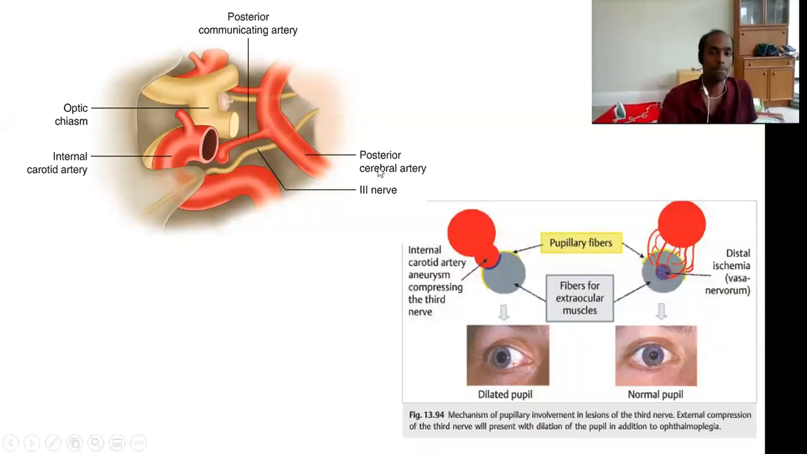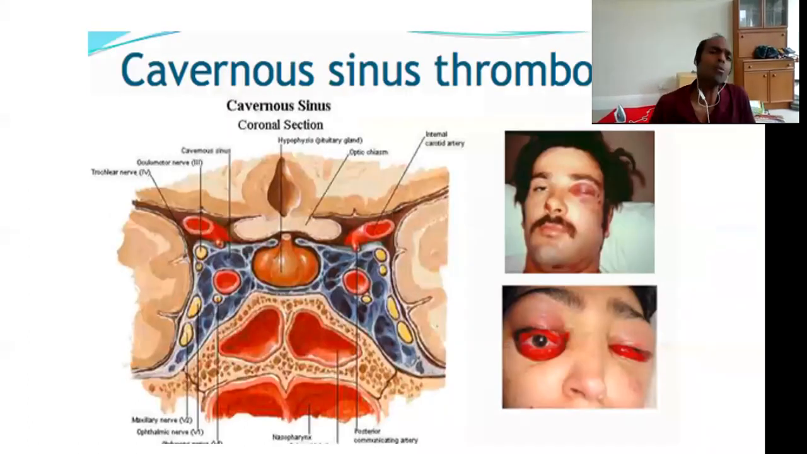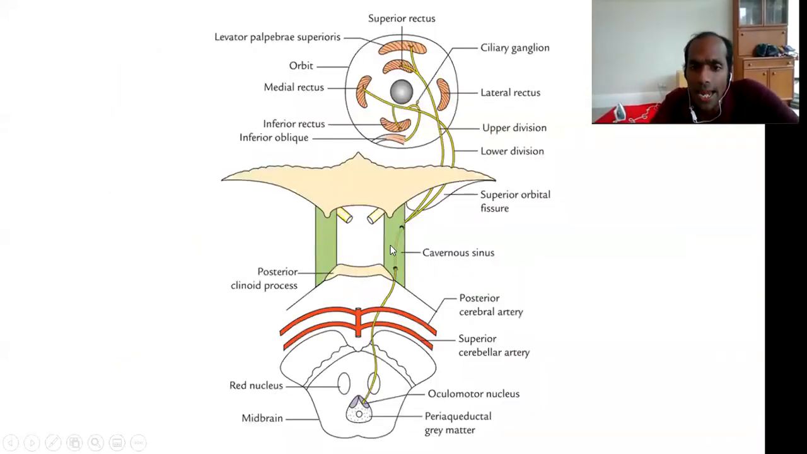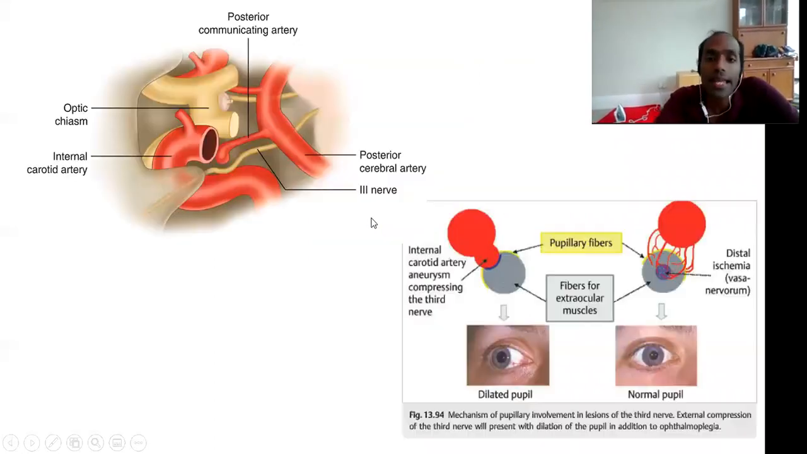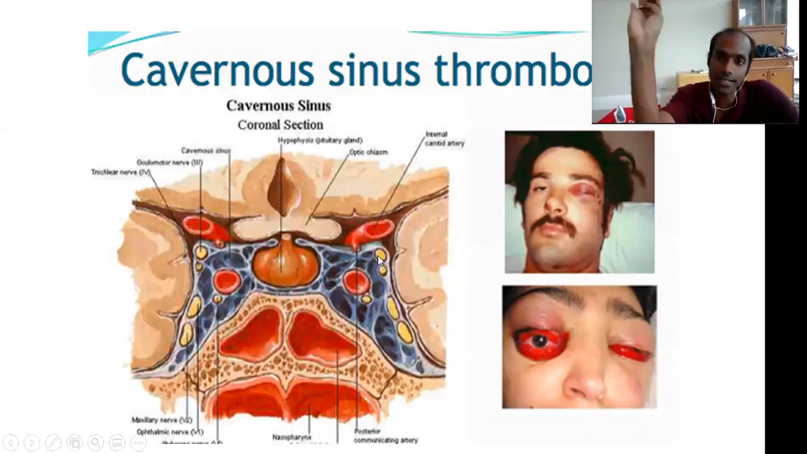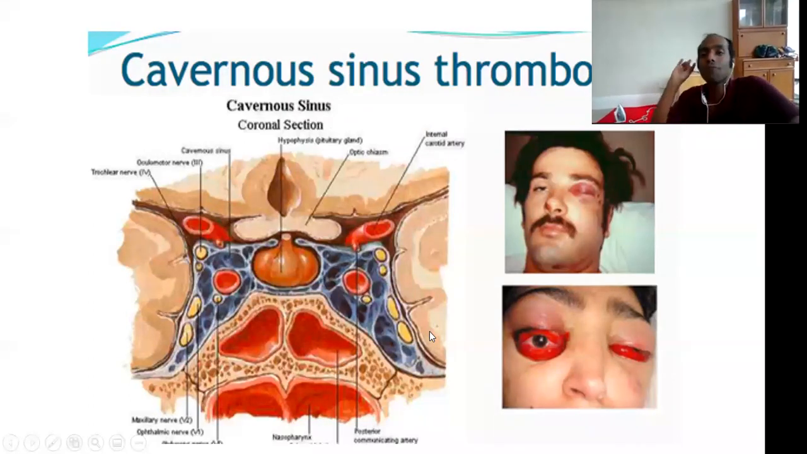Right. Moving on. Then the third nerve travels into the cavernous sinus. You can see this area there, which is the cavernous sinus. In the cavernous sinus, 3, 4, 6, 3, 4, 6, and the first and second divisions of the trigeminal nerve, they travel in close proximity.